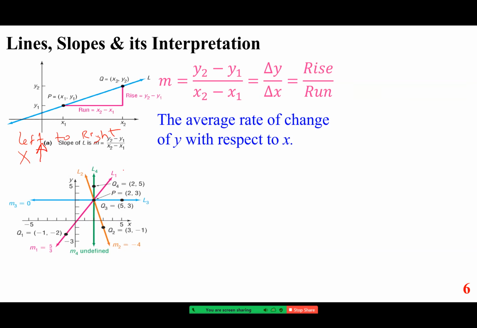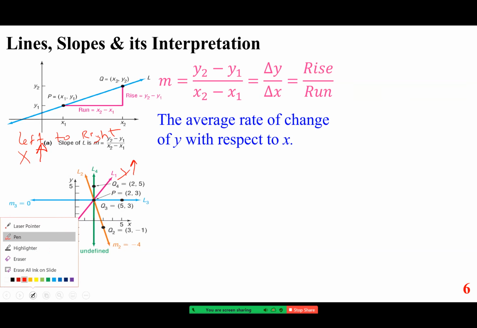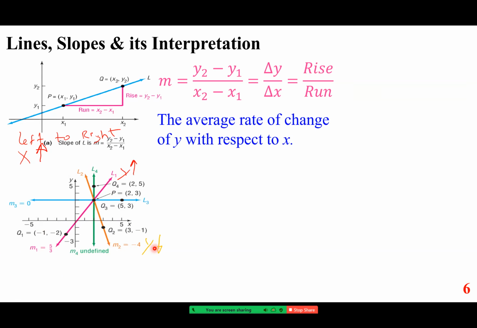As we look at this red line, y increases too. This brownish color, y decreases, and that's why we have a negative slope. Horizontal lines in general have zero slope. The slope is zero simply because there is no rise. And for vertical lines, the slope is undefined. In fact, later on we discuss the concept that it's not even a function.